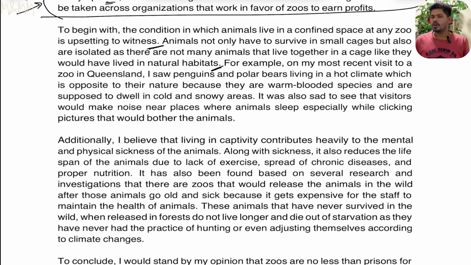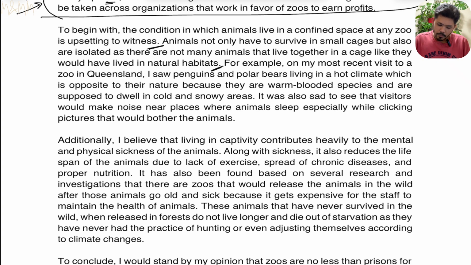In a zoo it is not possible, so they would feel isolated, they would feel lonely. So I have given my two strong reasons for my opinion. Now, I personally feel that the moment you share your opinion, the next thing you should do is give an example that supports your idea, that supports your opinion.